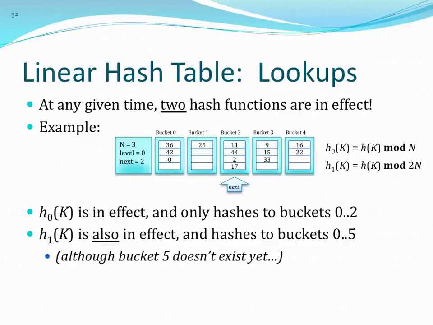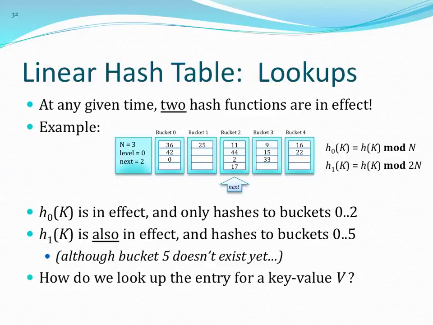We know that bucket 5 doesn't exist yet because next is still set to 2. So we can use next to figure out which buckets we need to actually look at. And so you can see that there's a bit of a two-step process here. It's not that complicated, it turns out. But basically, what do we do when we need to look up a value?